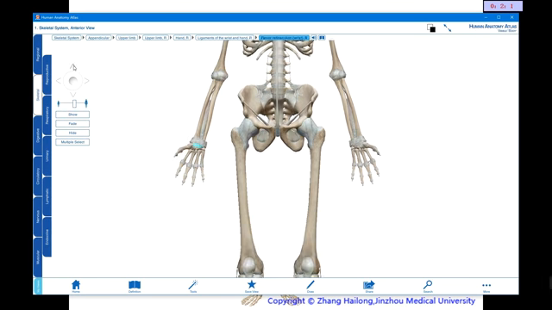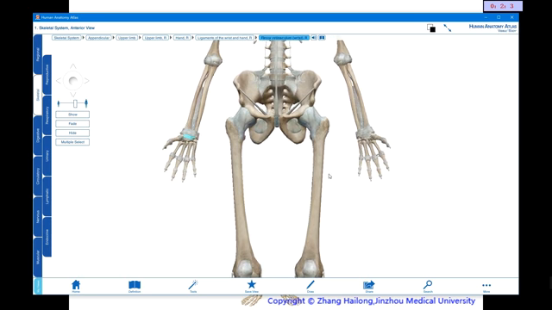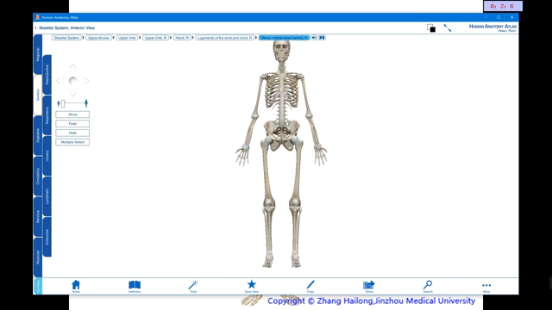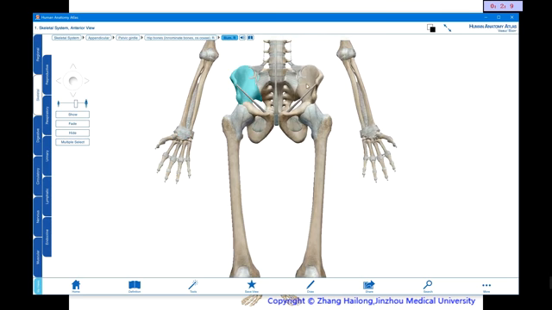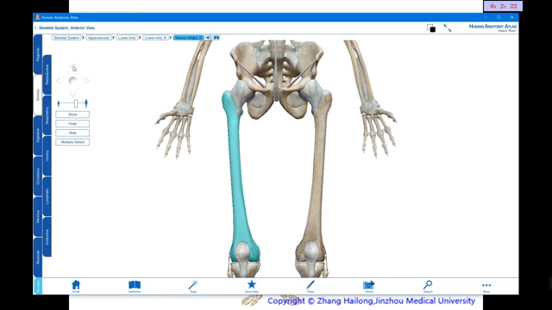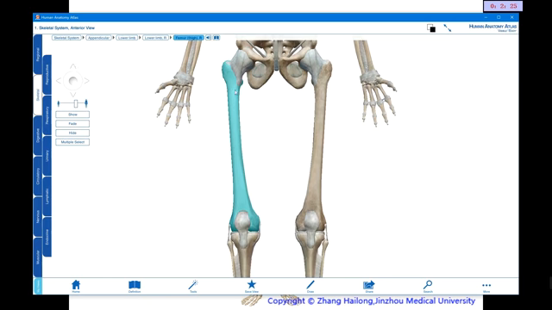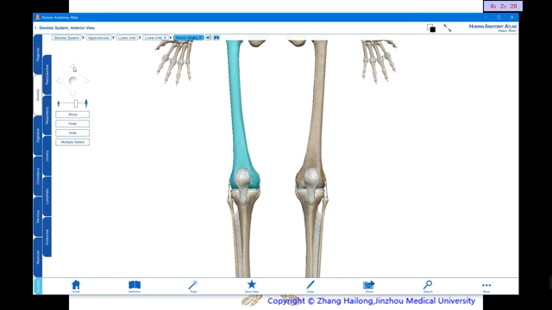And then see the lower part. Here is the bone of the lower limb. The lower limb includes the first one, the hip, which includes the ilium, pubis, and ischium. And here, this bone is our longest bone. Femur. Longest bone. Femur. In the thigh.